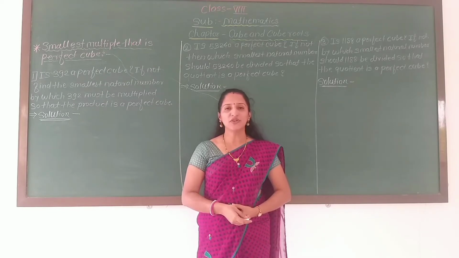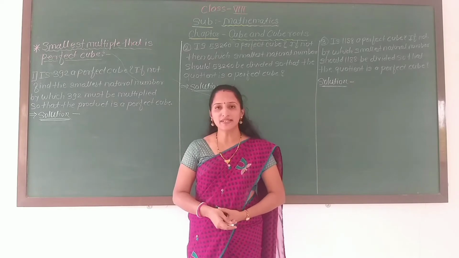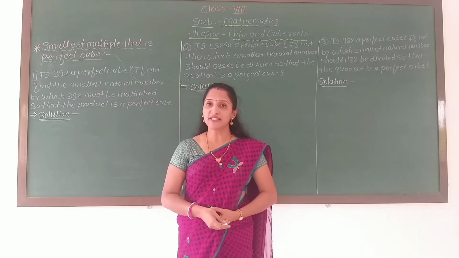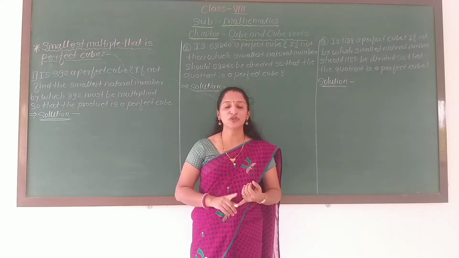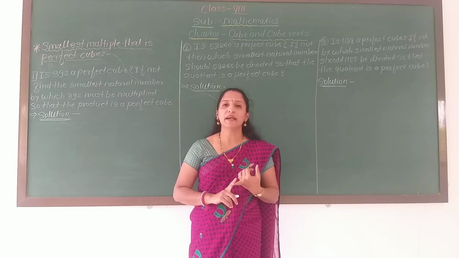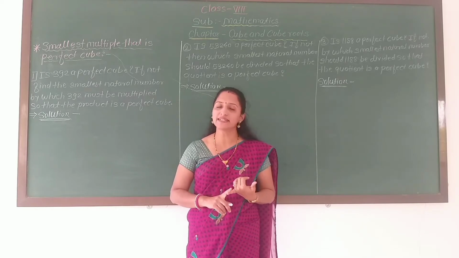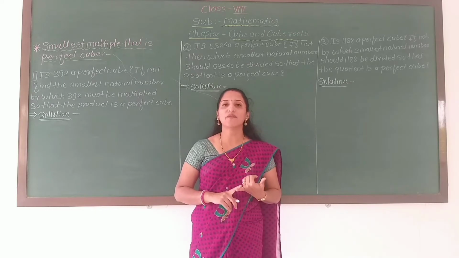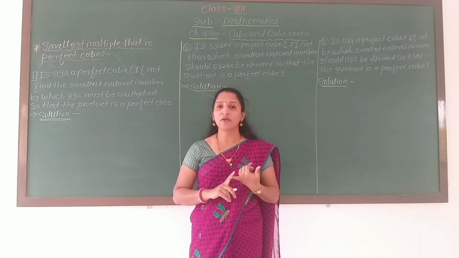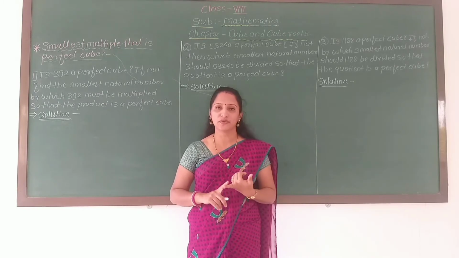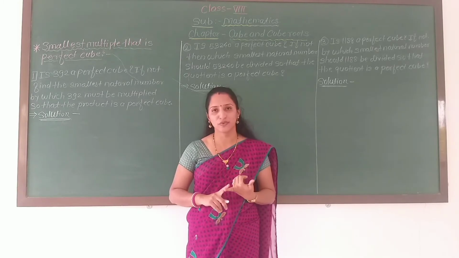In today's session, we are going to solve some of the examples of cube and cubes. In our previous session, we have learned about cube, how to find cube. Cube means what? When we multiply a number thrice, we get a cube of that number. For example, cube of 2 is 8. When we multiply 2 three times, 2 into 2 into 2, we get a cube of 2.